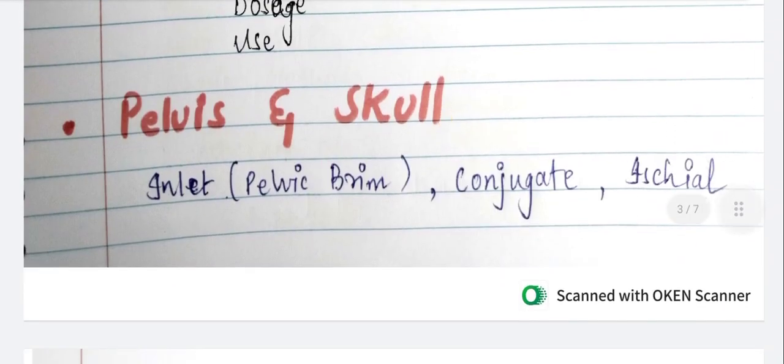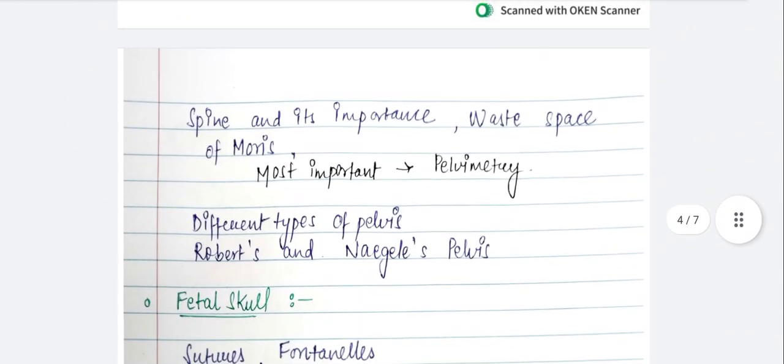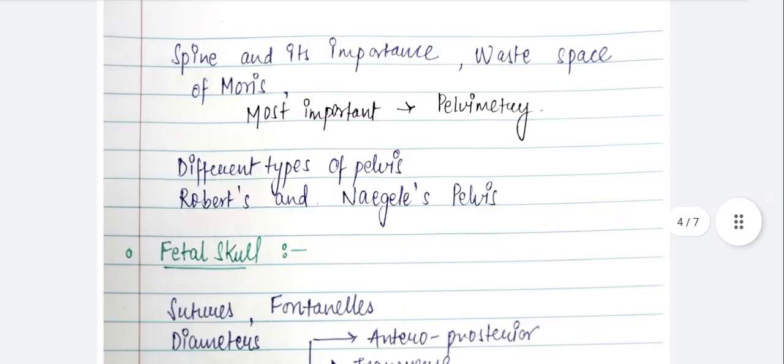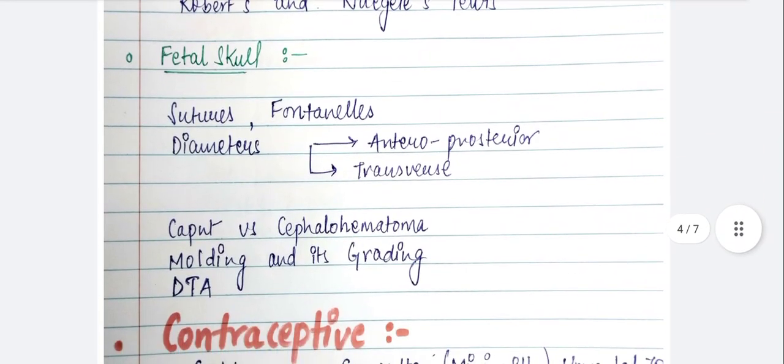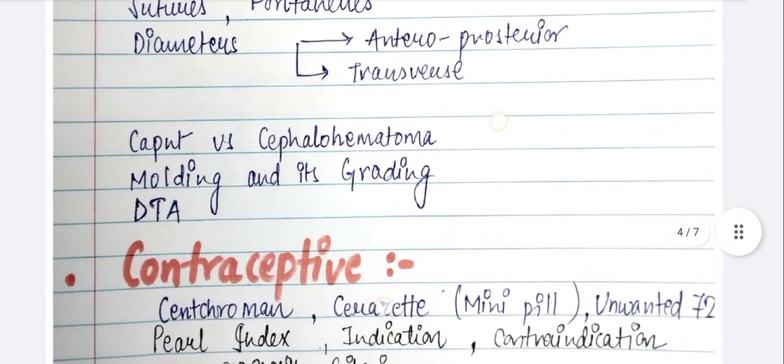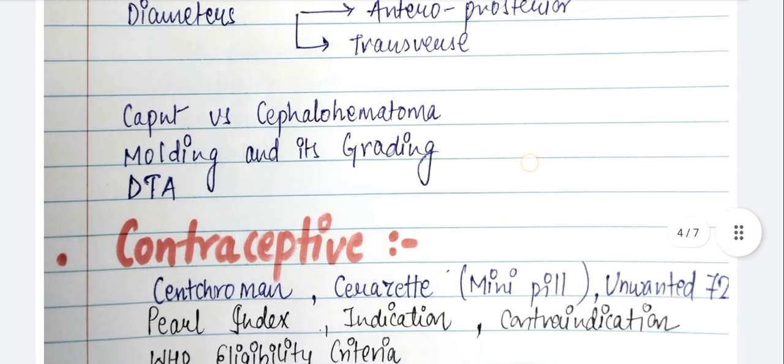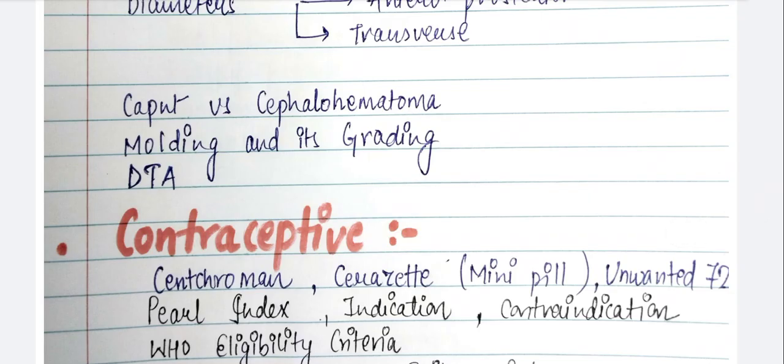Pelvis and skull. On the pelvis they'll ask inlet, pelvic brim, conjugate, ischial spine and its importance, waist space of Morris. Most important is pelvimetry, they'll definitely ask you 100%. So do not forget to read this. Different types of pelvis, especially Robert's and Naegele's pelvis, you have to learn this. Fetal skull: sutures and fontanelles, diameters, both anteroposterior and transverse diameters, difference between caput and cephalohematoma, molding and its grading, and deep transverse arrest they can ask.